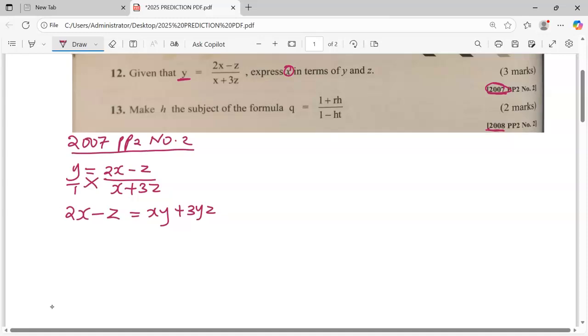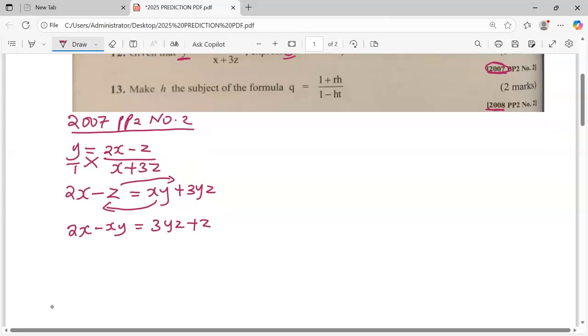From here, remember, we are supposed to make x the subject. So we are going to move z to this other side and bring this part that has x on the left hand side, such that we have 2x minus xy is going to be 3yz minus z crosses over and becomes a positive. At this point, remember, we need x, so we are going to factor x outside. We have 2 minus y, since x is already outside, and this one is going to give us 3yz plus z.